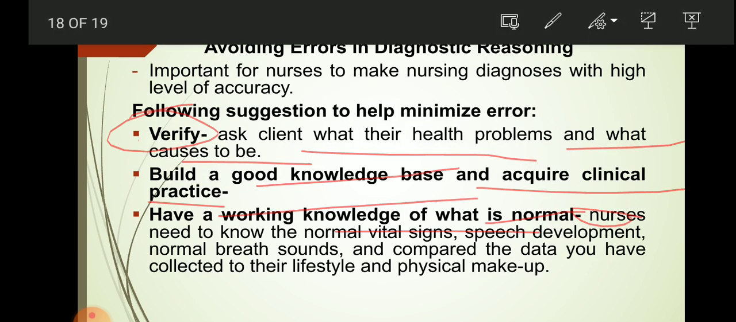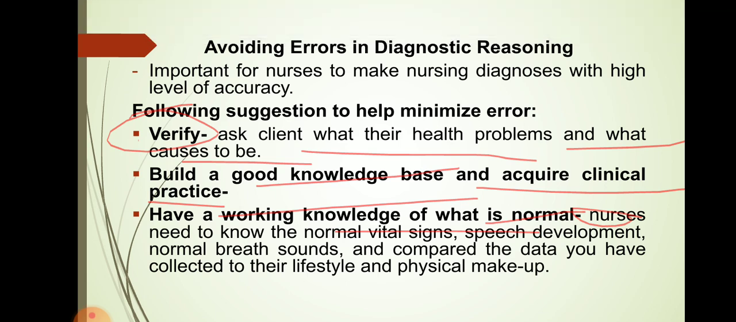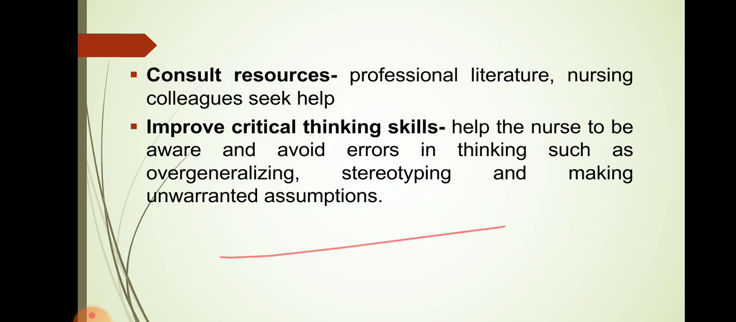And normal vital signs, speech development, normal breath sounds, and compare the data you have collected to their lifestyle and physical makeup. Kasi guys, kung di gino mag-establish of adequate na data gathering, mag-isip mo formulate og nursing diagnosis. Kasi usually guys, mga athlete gaman join og triathlon, usually the compensatory mechanism of their body, usually ang ilahang heart rate is baba sa mga normal na mga adult. Usually 52 ilang range, 52 to 58, which is normal kasi athlete sila. That is why you have to correlate your data gathered or your assessment sa ilang lifestyle.